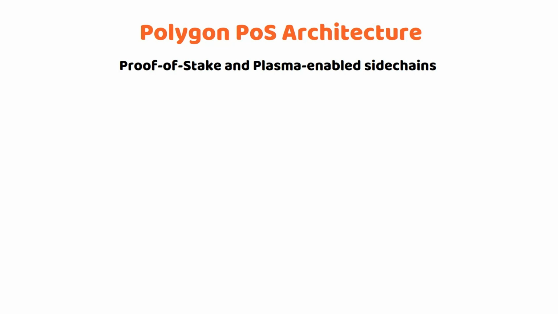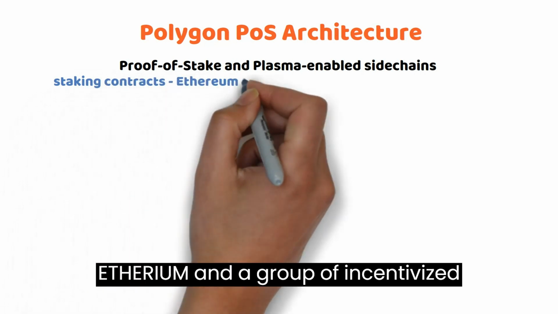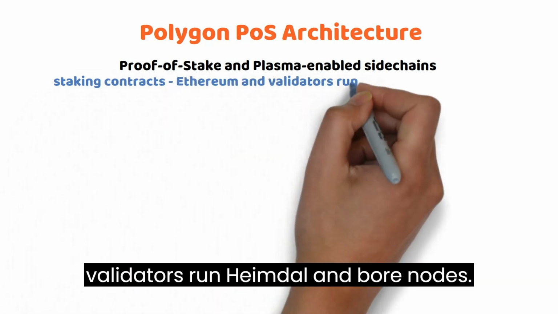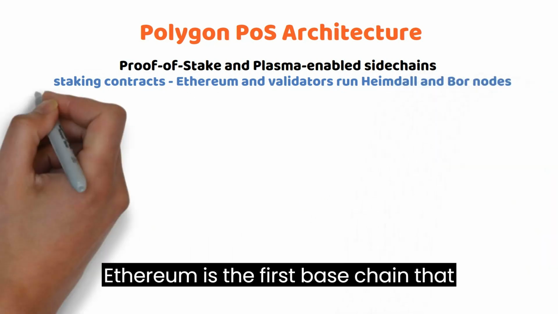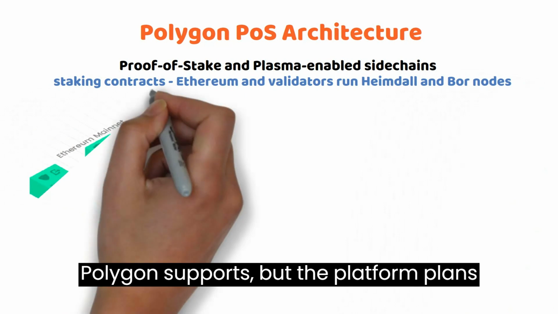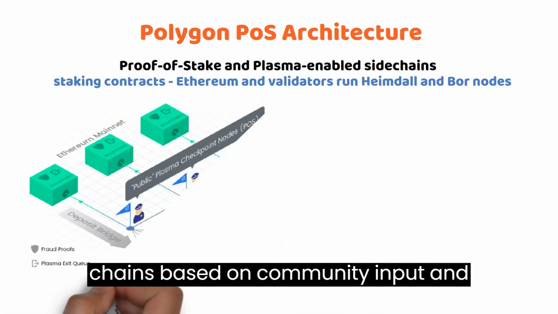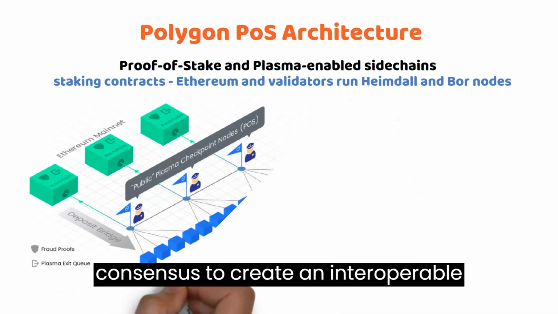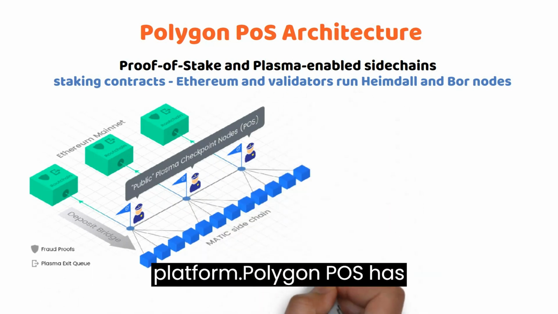To implement the PoS mechanism on the platform, staking management contracts are deployed on Ethereum, and a group of incentivized validators run Heimdall and Bohr nodes. Ethereum is the first base chain that Polygon supports, but the platform plans to offer support for additional base chains, based on community input and consensus, to create an interoperable decentralized Layer 2 blockchain platform.